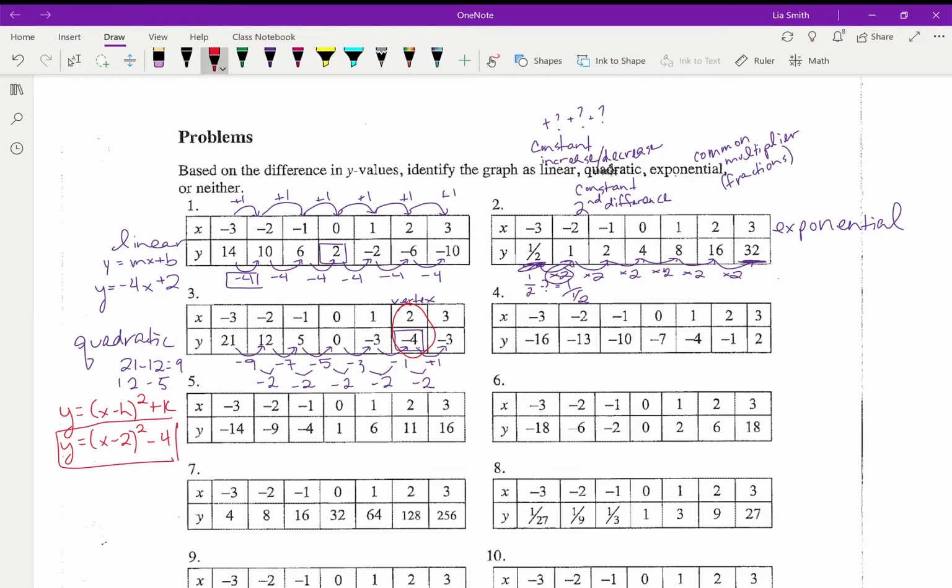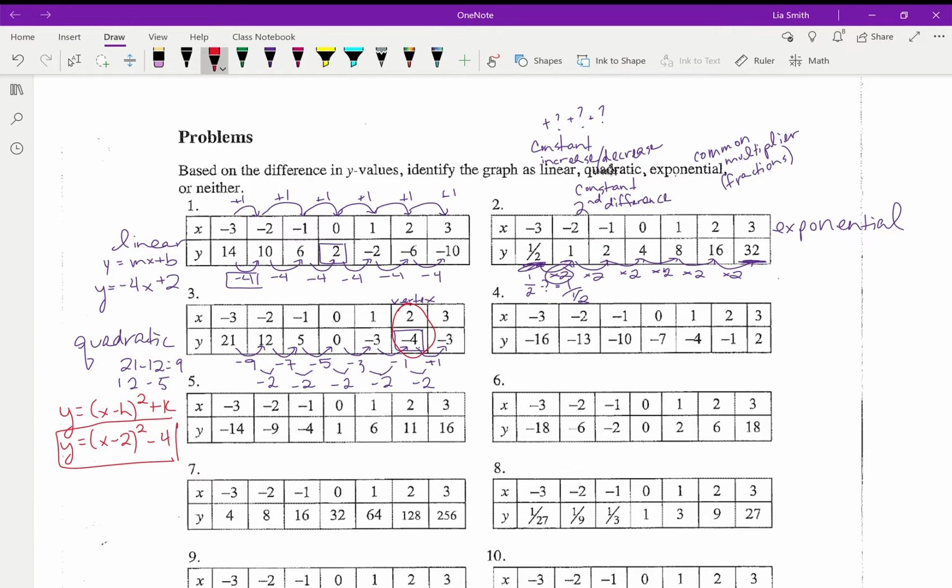And there's our equation. So again, I challenge you to pause the video, do the rest on your own, try and write the equation if you can. So let's check our work.